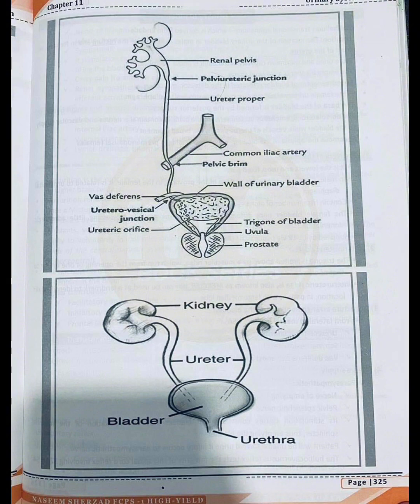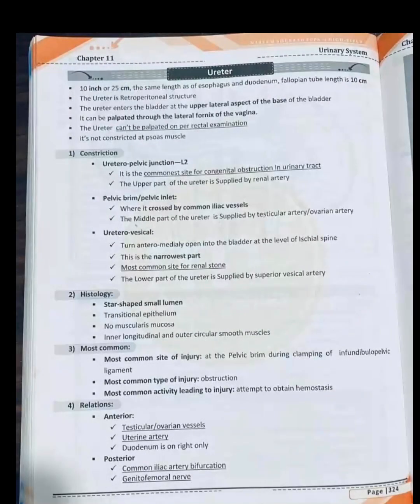It's also important to remember that the esophagus and the duodenum have the same length of 10 inches and 25 centimeters, because they ask the same question in the exam. The ureter is a retroperitoneal structure. It means it's outside the peritoneum. That's why much of the time when we approach the ureter, we go retroperitoneal, meaning we are not opening the peritoneal cavity.